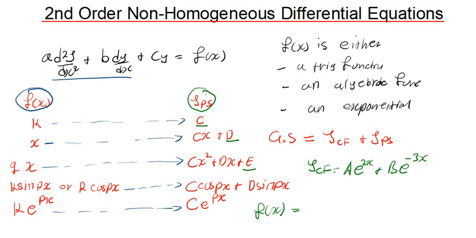Then I find that my f of x is equal to, let's say, e to the 2x. If this is my f of x, the particular solution will take this form: y_ps is going to be equal to c e to the 2x. But check something out. You have your e to the 2x in the complementary function and e to the 2x in your particular solution. Those are the same.